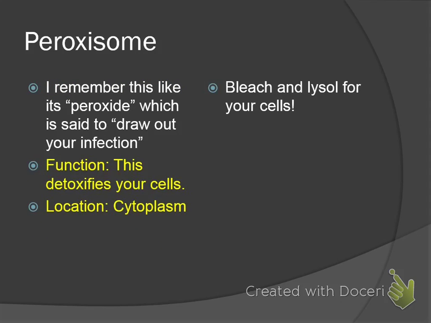Peroxisomes are floating around the cytoplasm of the cell, and the function is to detoxify your cells. If you think about hydrogen peroxide, it draws your infection out. It's like bleach and Lysol for the cells.